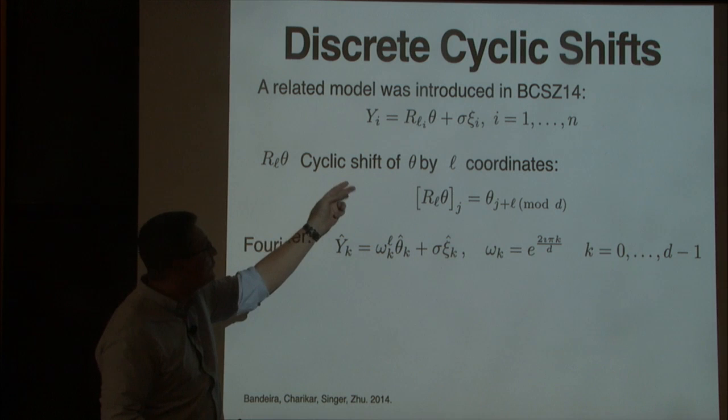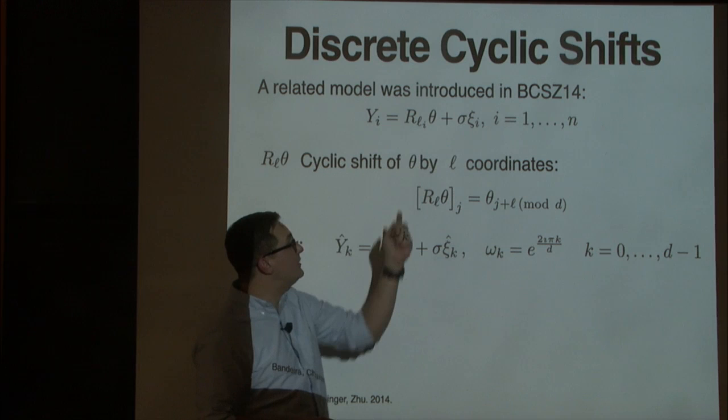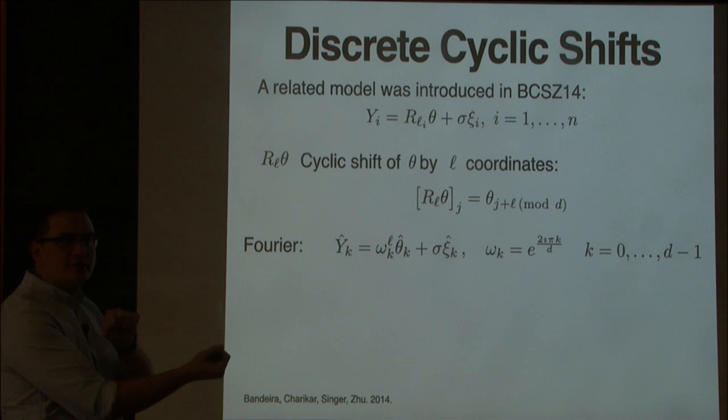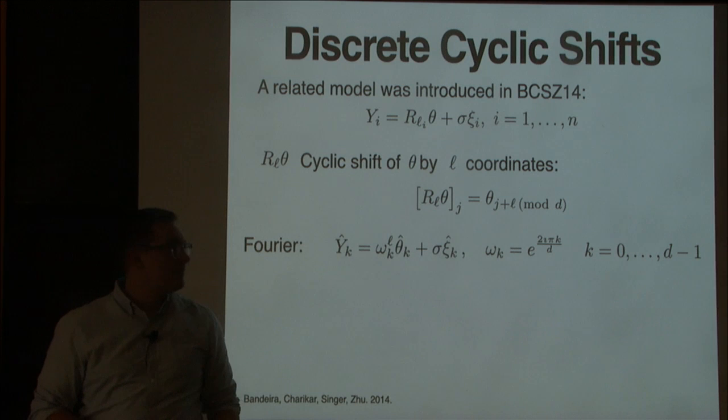So you have your parameter theta, which is just a vector now in d dimensions. You shift each coordinate by L, all right? So when I take R_L of theta, that's a new vector, and its jth coordinate is just the (j plus L) mod d coordinate of the original signal. Same thing, I take a discrete signal and I shift it, but here I have to take my shifts L to be between 1 and d.